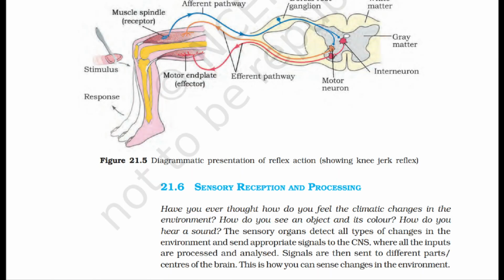Sensory reception and processing. Have you ever thought how you feel the climatic changes in the environment? How do you see an object and its color? How do you hear a sound? The sensory organs detect all types of changes in the environment and send appropriate signals to the CNS, where all the inputs are processed and analyzed. Signals are then sent to different parts or centers of the brain. This is how you can sense changes in the environment.